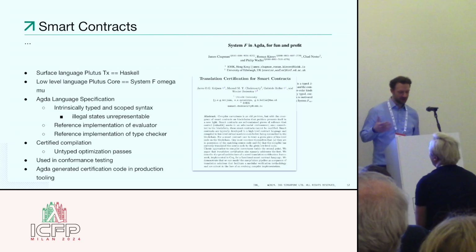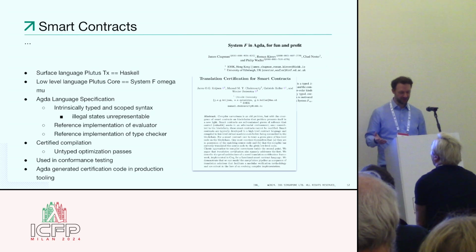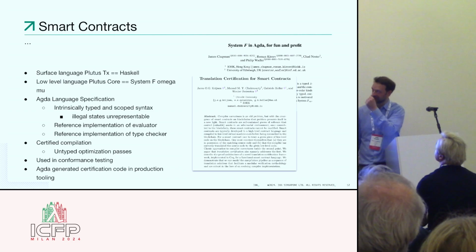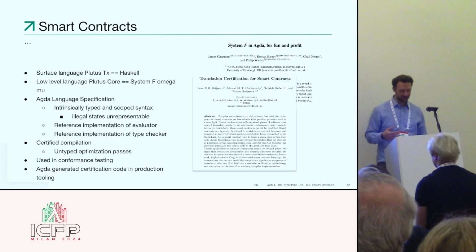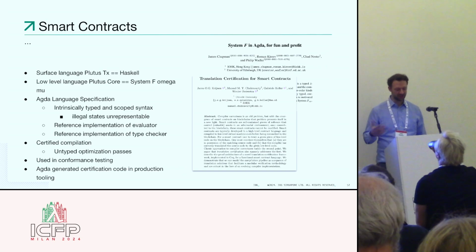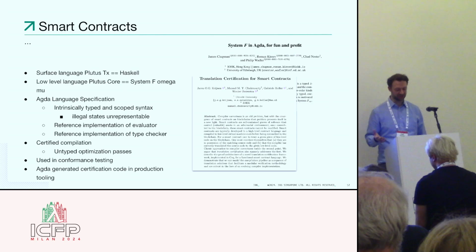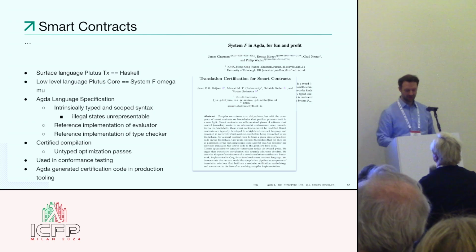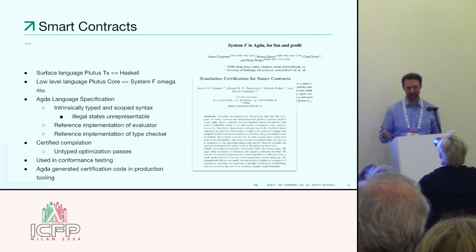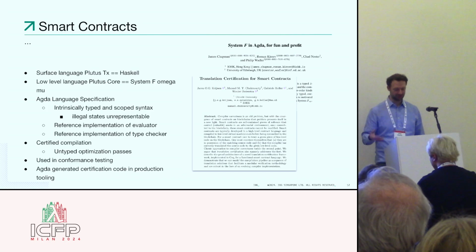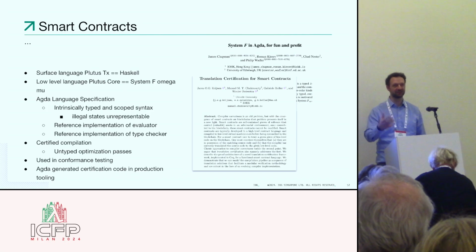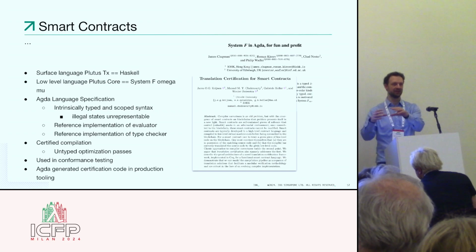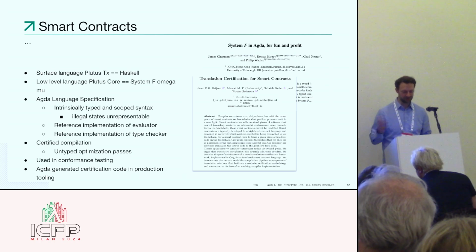We have an Agda specification for this, which is like a language specification. And this first paper, System F in Agda for Fun and Profit, is about that. So it's intrinsically typed and scoped, which makes illegal states unrepresentable, which is a term that was mentioned earlier today. We have a reference implementation of that evaluator and a reference implementation of the type checker. So this is in Agda, but you can compile it to Haskell and run it. And in principle, you could just take it and plug it in to the production system, but we use it for testing.